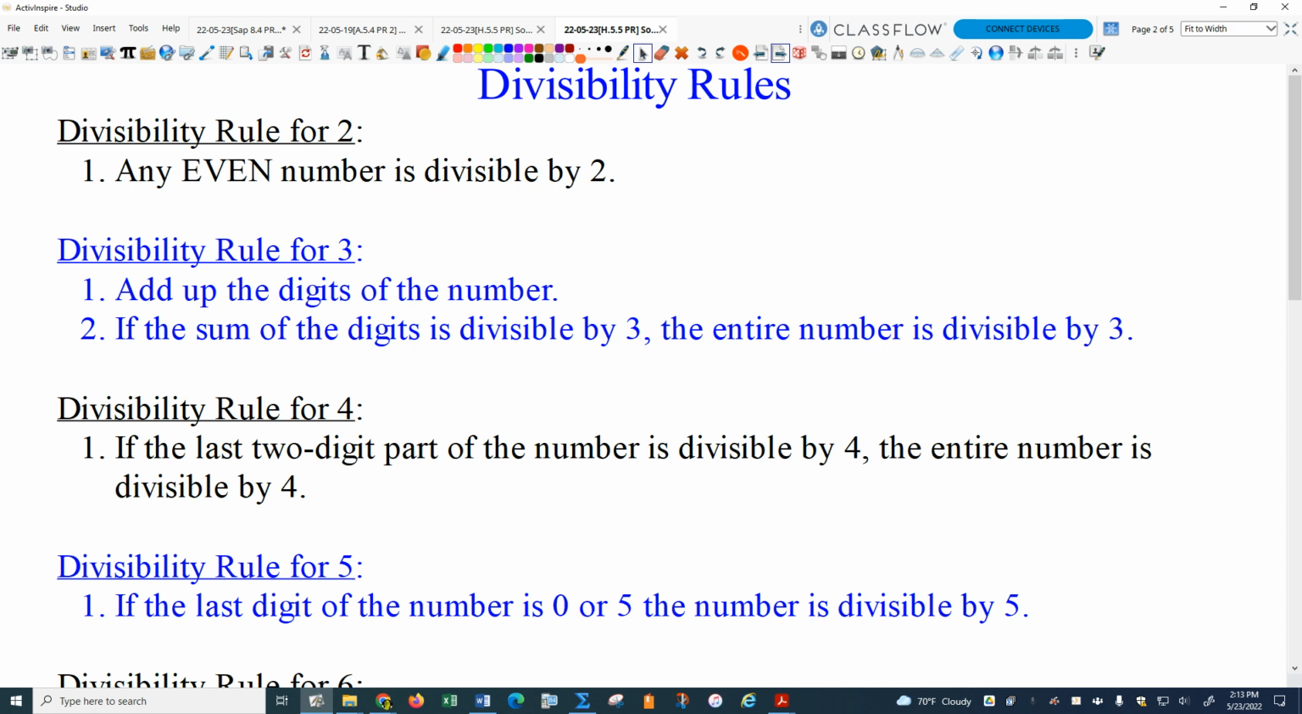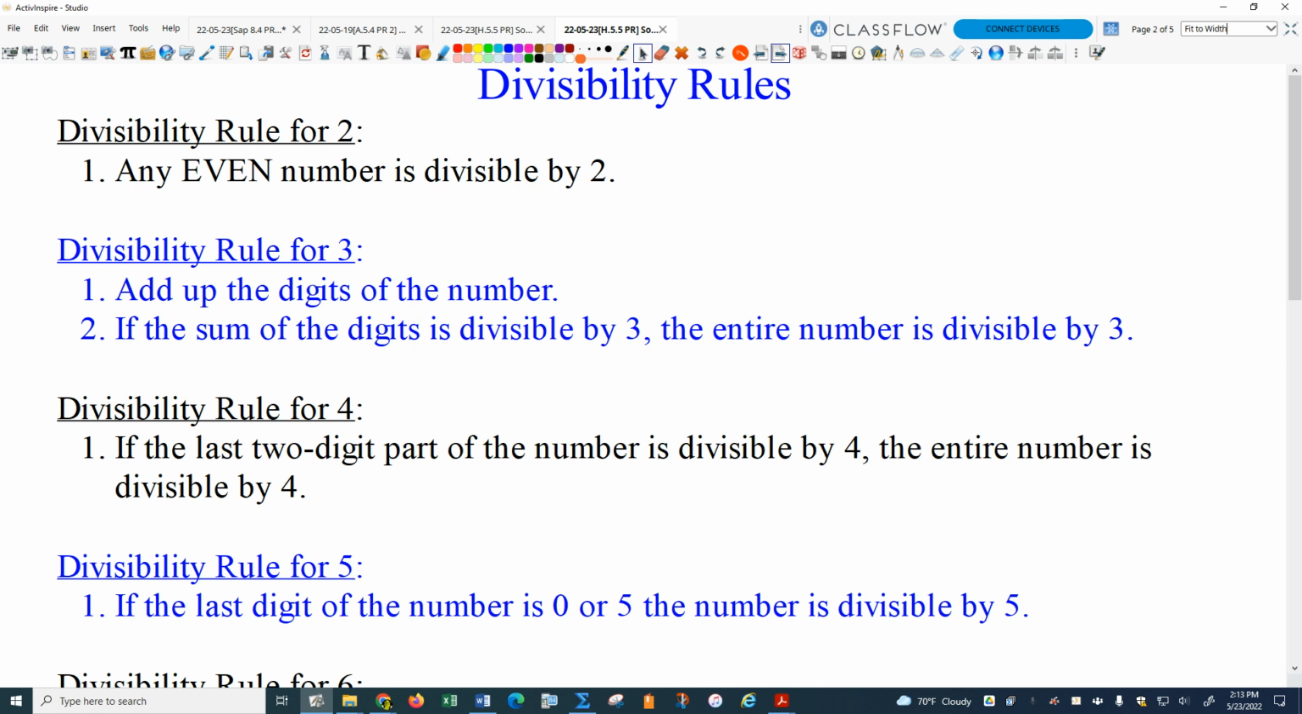We've got rules for all of the numbers 2 through 10. Most of them you probably already know, and they're very simple. Obviously, if a number is even, it's divisible by 2. You guys probably know this one, right? If you have a big number, you can sum the digits, and if the sum of the digits is divisible by 3, then the number is divisible by 3. Give me thumbs. You guys know that one, right? You're familiar with that one.